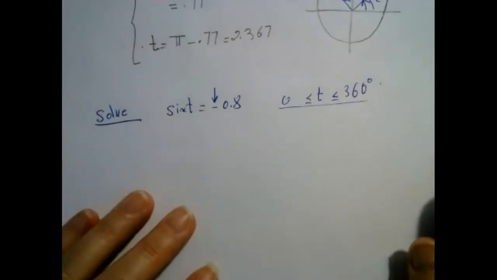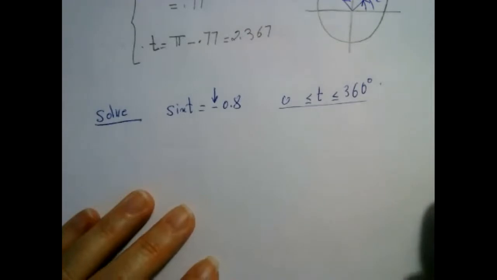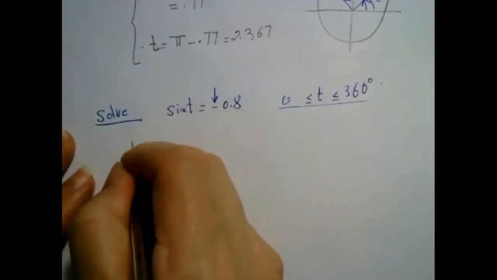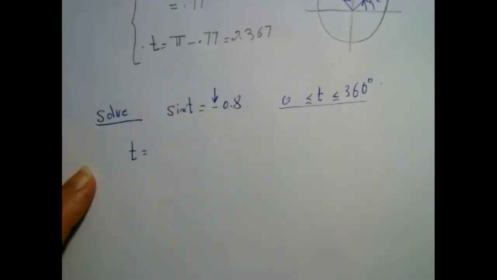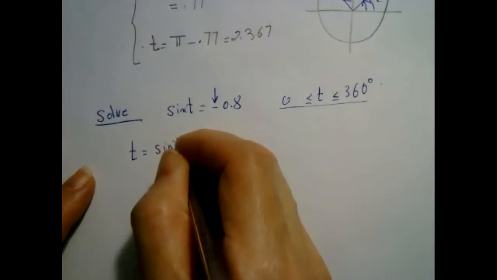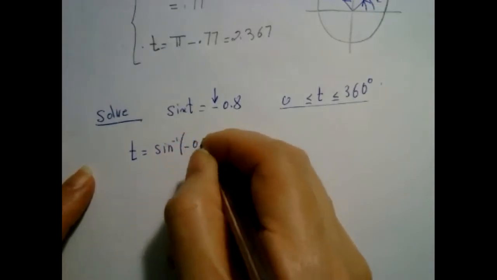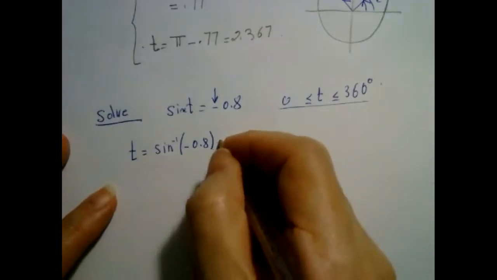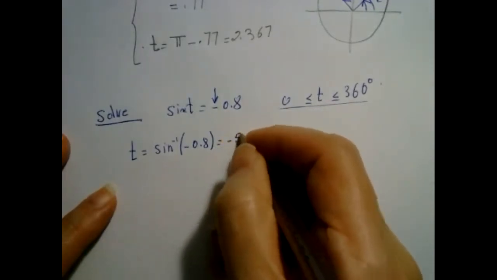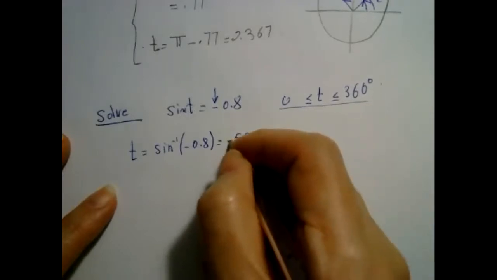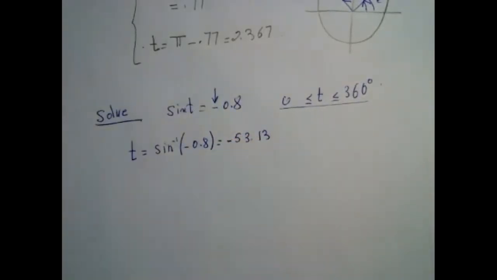Okay. All right. Let's see what's up. Let me start with what you guys gave me. So everybody, we did the sine inverse of minus 0.8. Okay, and everybody gave me the following answer: minus 53.13. Okay, so far so good.